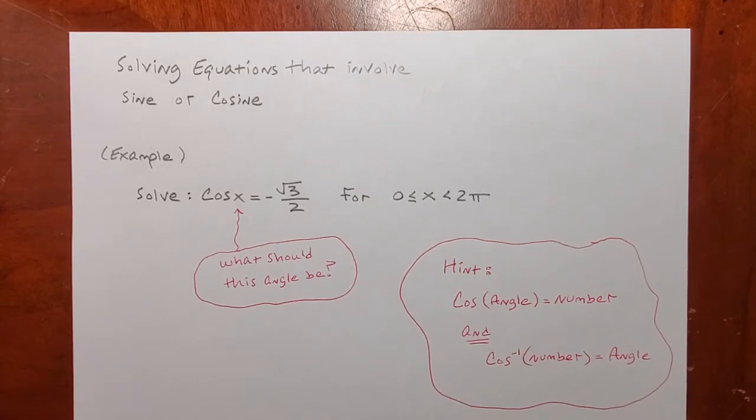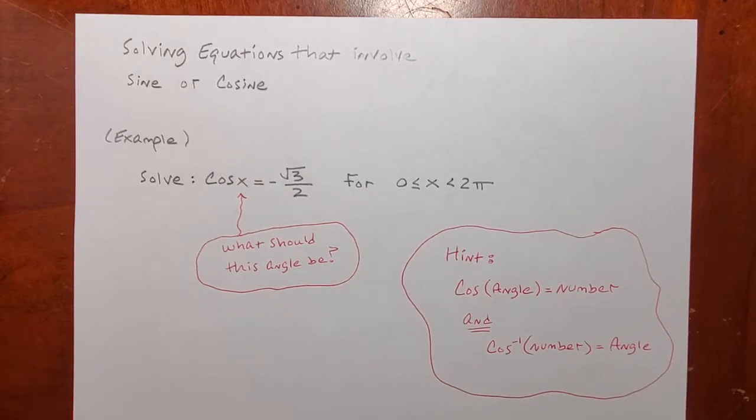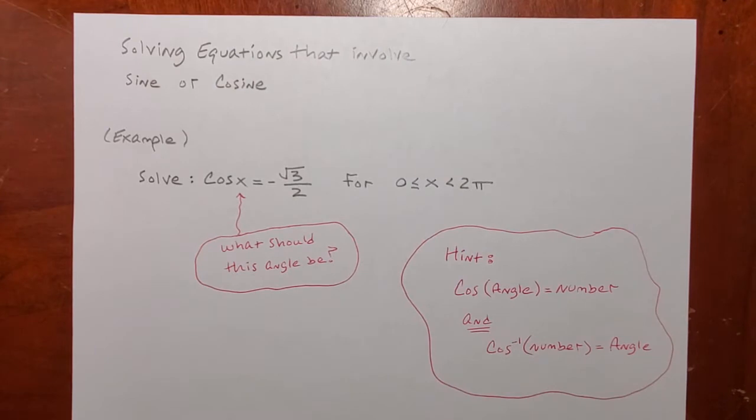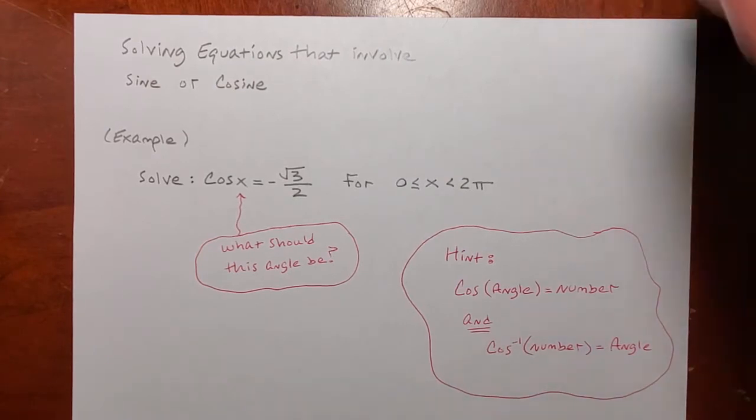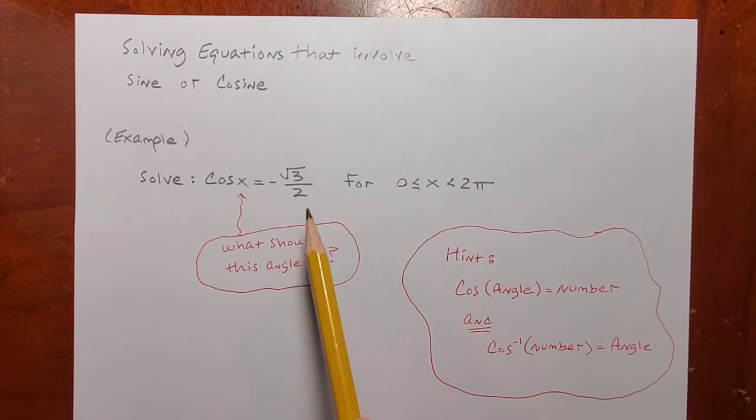All right. Today's topic, solving equations that involve sine or cosine. And if you're working out of another book or something like that, this may be called solving trigonometric equations. Okay? But I thought rather than try to explain what the whole type of problem could be, I'd just show you a real easy example. I don't think they get any simpler than this one.